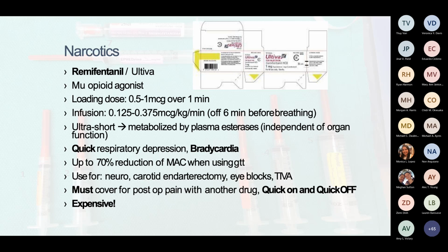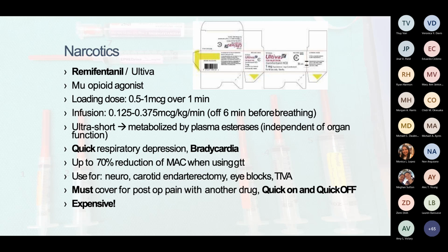If you give it, especially in high doses, you get quick respiratory depression. You can also have bradycardia. So if you've got somebody that you're going to consider dosing it for intubation in place of succinylcholine, I would consider giving them glycopyrrolate. Pretty significant reduction of MAC if you're using it as a drip.